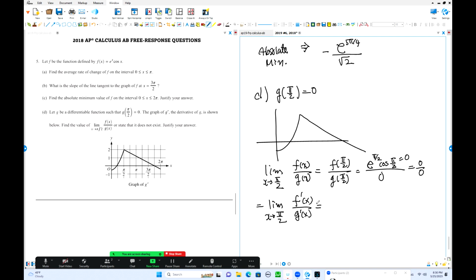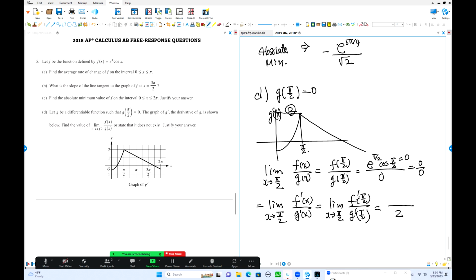g prime x, so put this number in now. If it's still 0 and 0, we check it out. If not, that's the answer, okay? f prime pi over 2 and over g prime pi over 2. Where is g prime pi over 2 over here? This is g prime, okay? The height is what? g prime pi over 2. How much? 2, isn't it? So this one equals 2.